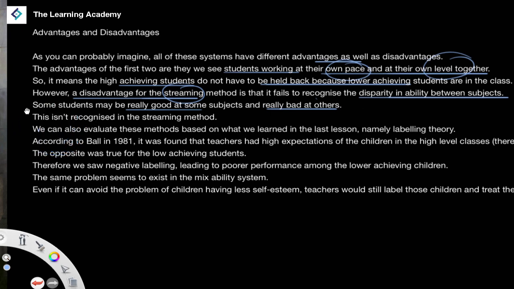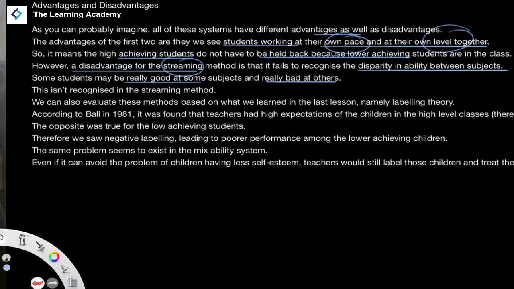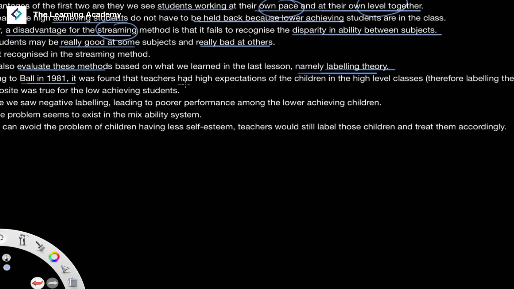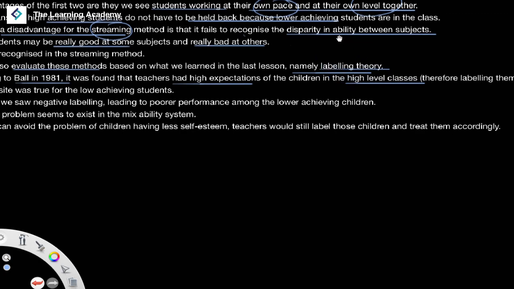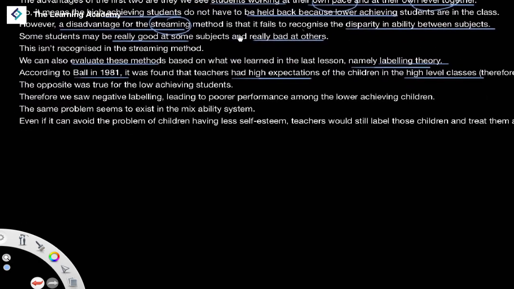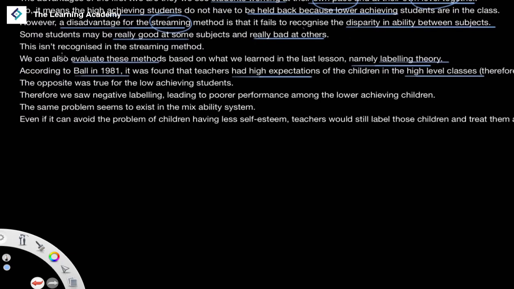Okay. So we can also evaluate these methods based on what we learned in the last lesson. We can also look at labeling theory as a way of trying to come to some kind of conclusion, and we can look at some sociological theory. According to Browne from 1981, it was found that teachers had higher expectations of children in the higher top-level class, and so therefore labelled them as high achievers and treated them differently. And the same, or at least the opposite, was true for the low achieving students.